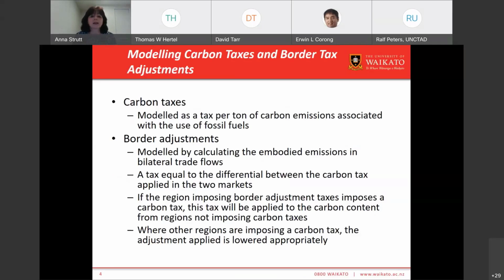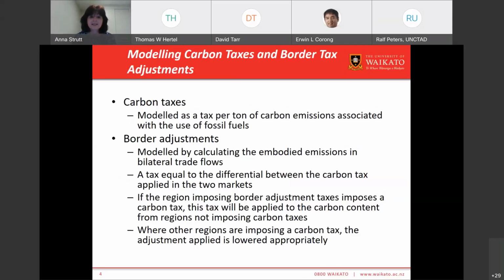So the carbon taxes, these are modelled as a tax per tonne of carbon emissions associated with the use of fossil fuels. And the border adjustments are modelled by calculating the embodied emissions in bilateral trade flows, and that was the embodied emissions database that I was mentioning before.